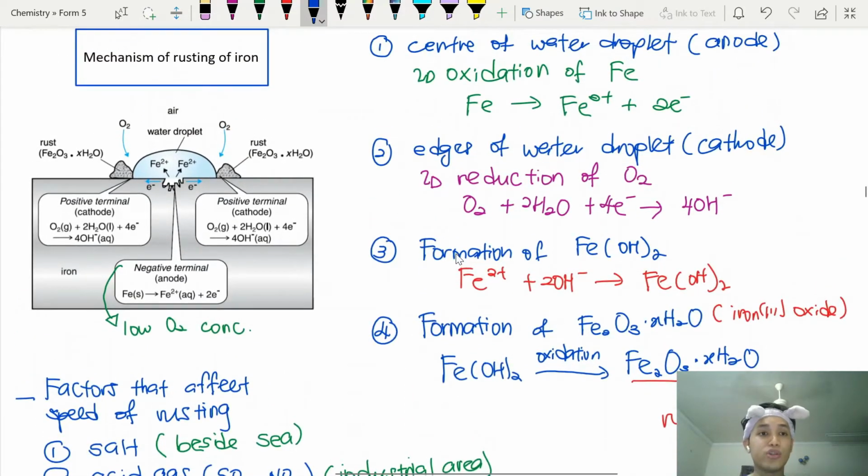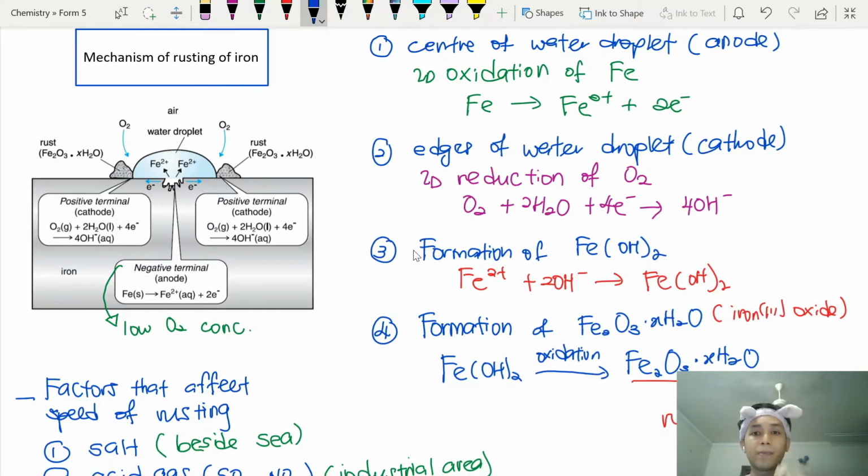Now that we know how rusting happens, we are going to learn how we can control the rusting process. How do we prevent it from happening? The idea is I want to stop the formation of the Fe2+. If I can prevent the Fe2+ from coming out, or in a more technical term, if I prevent the oxidation of the iron, I can stop the formation of the iron hydroxide, hence eventually stop the formation of the iron(III) oxide.